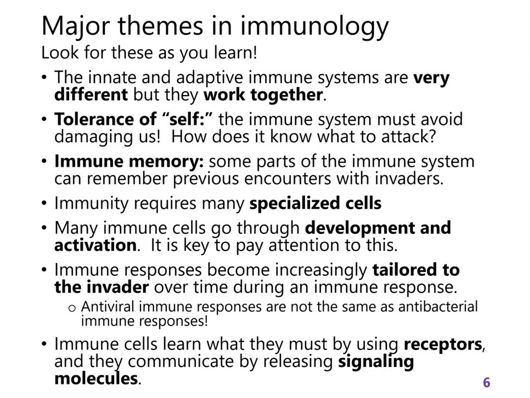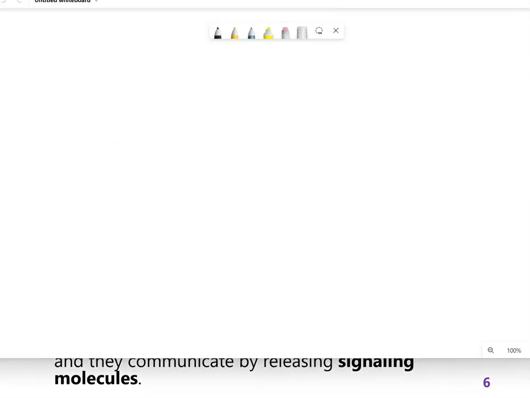Finally, immune cells use receptors to learn about the world, and they communicate using signaling molecules. The last thing I want to do in this particular video is review with you what a receptor is and what a signaling molecule is. If you are very confident that you know what a receptor is and what a signaling molecule is, then skip to the next video. But if not, here we go.